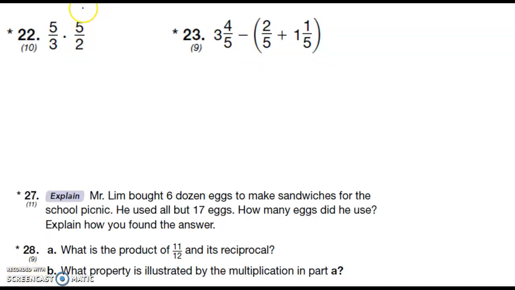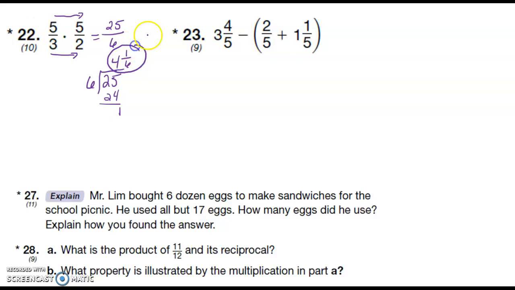All right. 22, we're going to multiply across the top and then multiply across the bottom. So 5 times 5 is 25. 3 times 2 is 6. And then we're going to divide. 6 goes into 25 4 times, with 1 left over, 4 and 1/6.